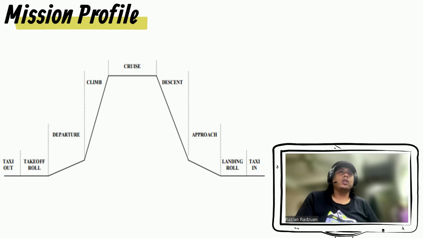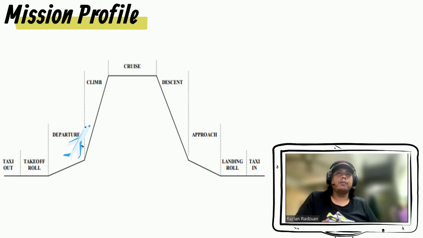So we are moving on to the next part, which is about mission profile. The mission profile shows the condition of an aircraft at each phase. The first part is taxi out, the condition where the aircraft makes its initial movement. Next, takeoff roll, a condition where the aircraft accelerates. Next, we move on to the departure phase, which is the condition where the aircraft flaps are extended and the spoilers are switched off.